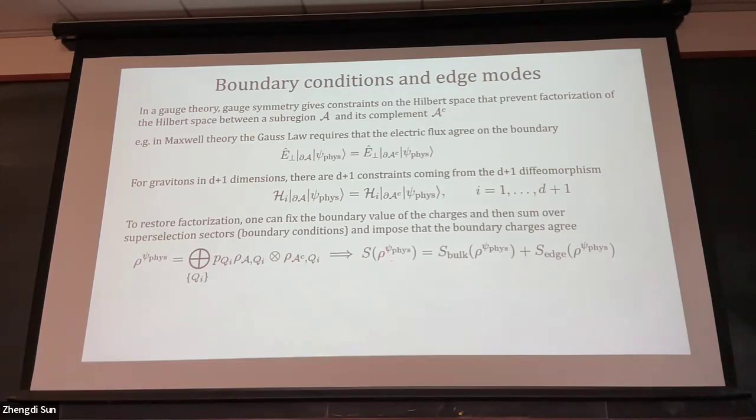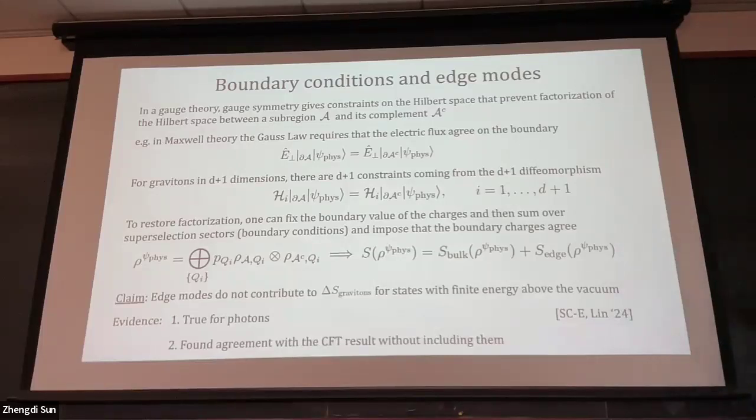Sorry, here there should be an A on all of these density matrices. These are the reduced density matrices for A. When you do that, you get the von Neumann entropy as a bulk piece coming from these density matrices, plus some edge piece coming from the Shannon entropy of these probabilities. And it turns out, I claim that you don't need these. So this S edge actually doesn't contribute to delta S.